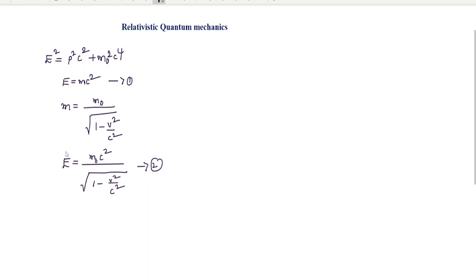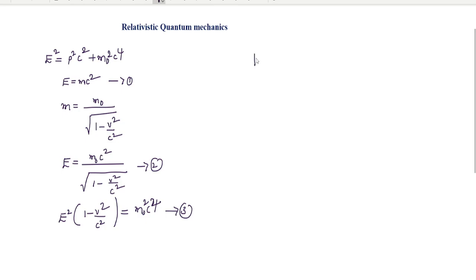In this equation, I'm going to square both sides, okay? Then square equation number 2, both sides. Then we'll get E square times 1 minus V square divided by C square equals M naught square C power 4. This is equation number 3.